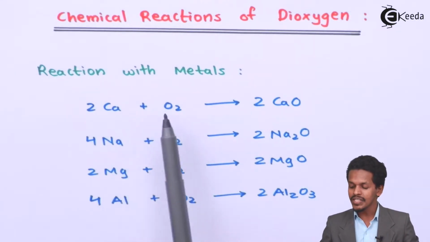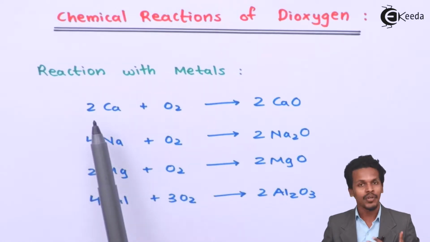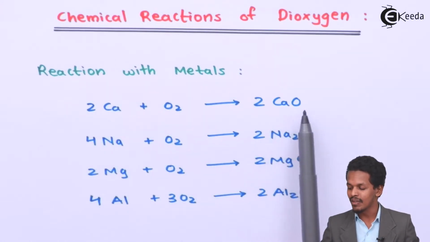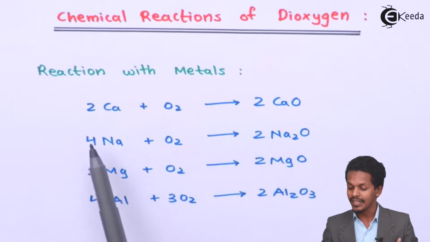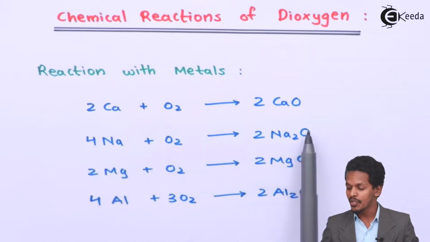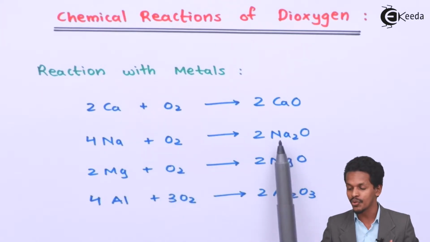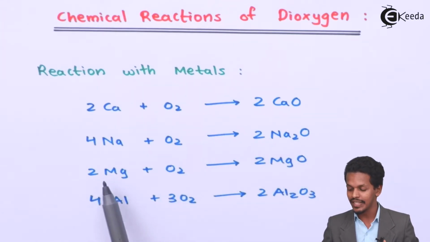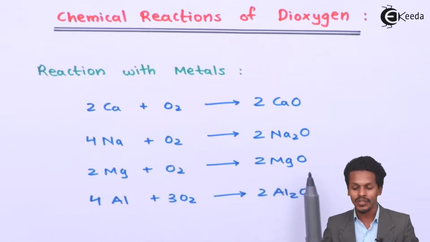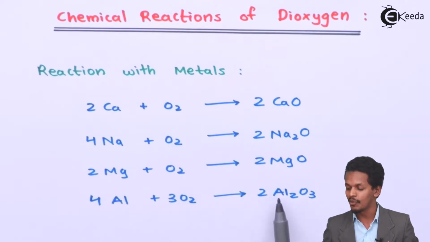Oxygen can easily react with calcium at a particular temperature to give calcium oxide. It is similar with sodium: we observe the formation of sodium oxide when sodium is reacted with oxygen. Whenever magnesium is reacted with oxygen it forms magnesium oxide, and similarly whenever aluminium is reacted with oxygen it forms aluminium oxide.